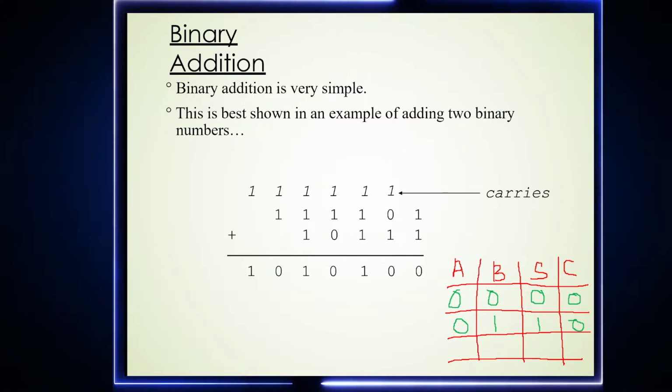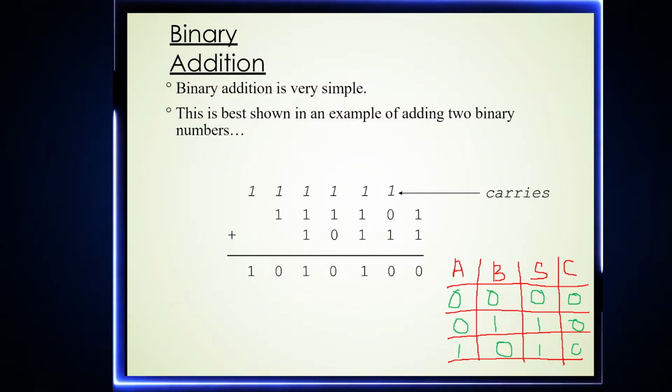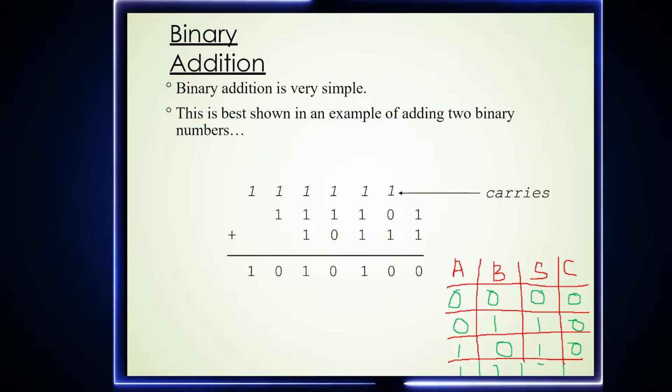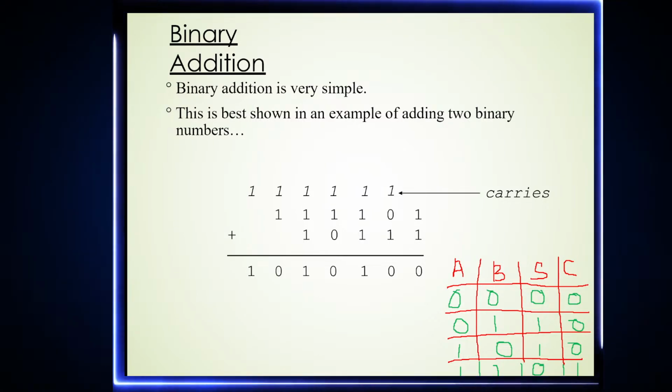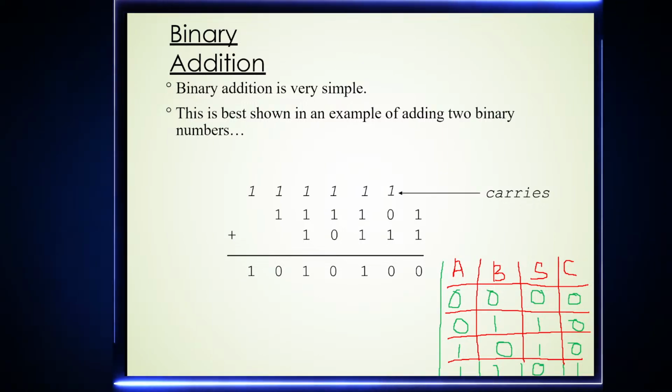Similarly, A is 1, B is 0, sum is 1 and carry is 0. And the last condition, when both the digits are binary 1, then the sum will be 0 and the carry will be 1. Right? So remember this table, and this is a simple example that we've taken. We've added these two digits.